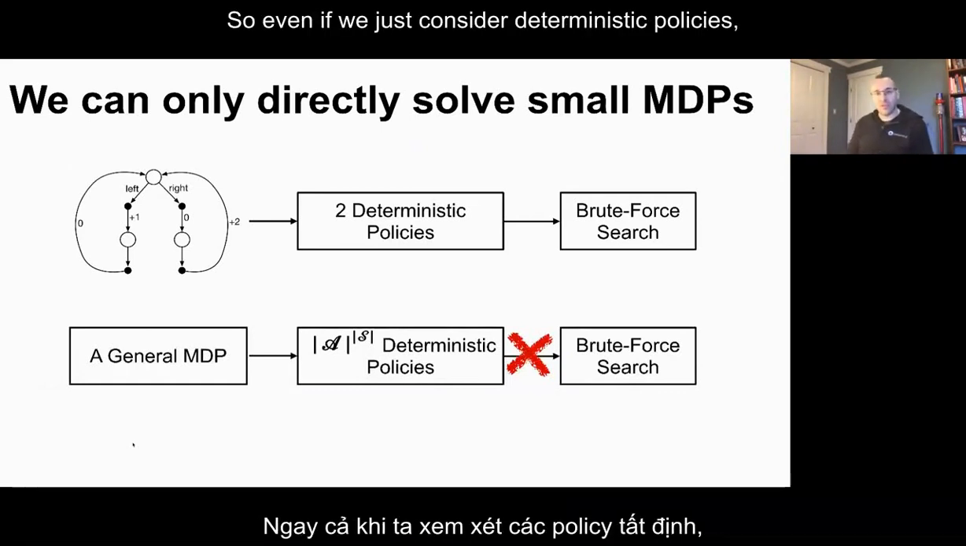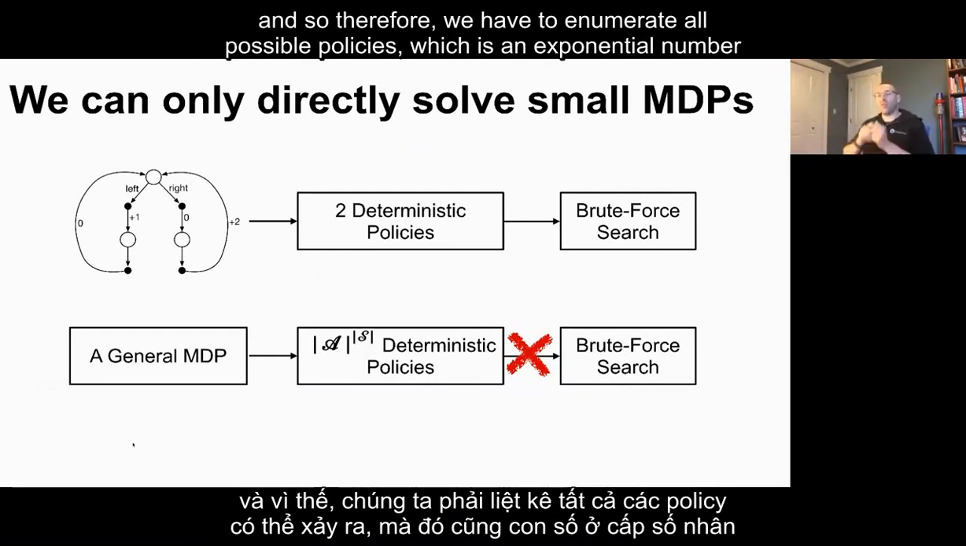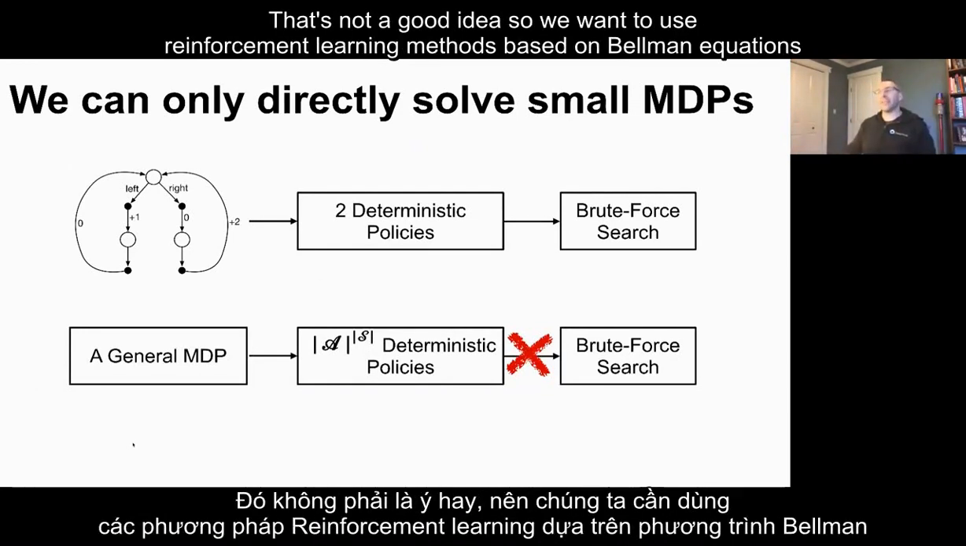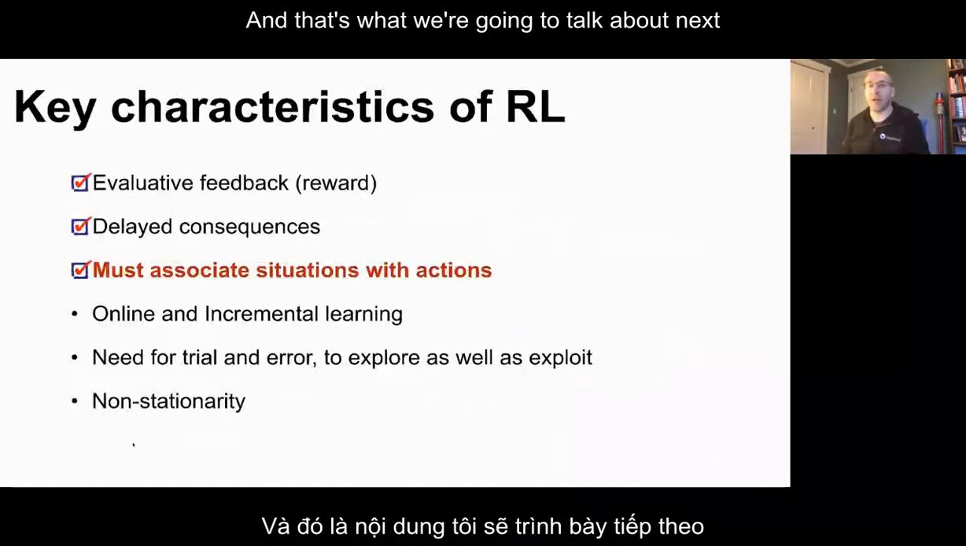Even if we just consider deterministic policies, there's an exponential number of policies in a general MDP. And so we have to enumerate all possible policies, which is an exponential number of them, compute the value function for each one of them, and then figure out what's the best value function. That's not a good idea. So we want to use reinforcement learning methods based on Bellman equations. And that's what we're going to talk about next.